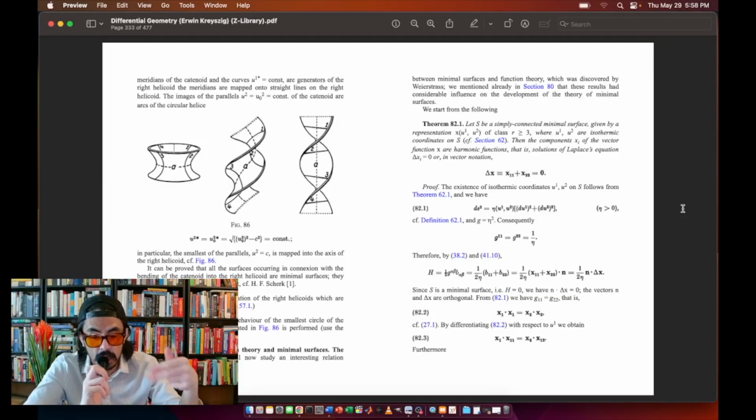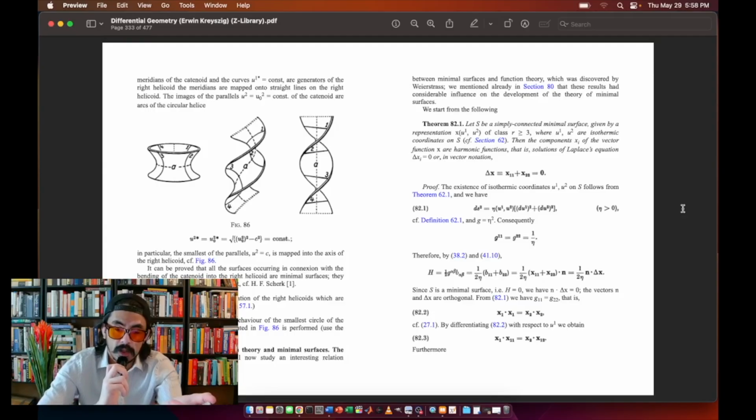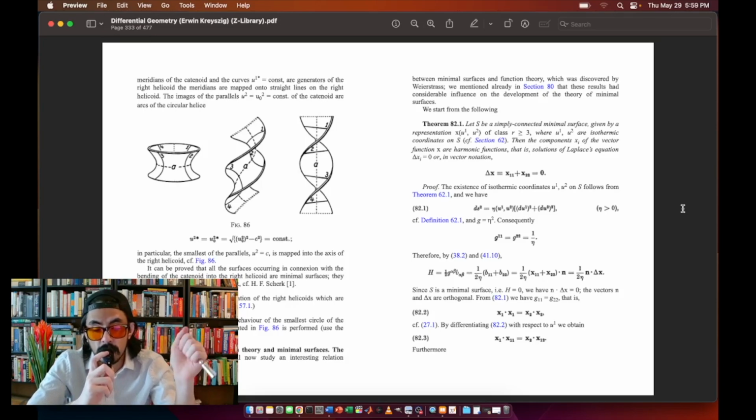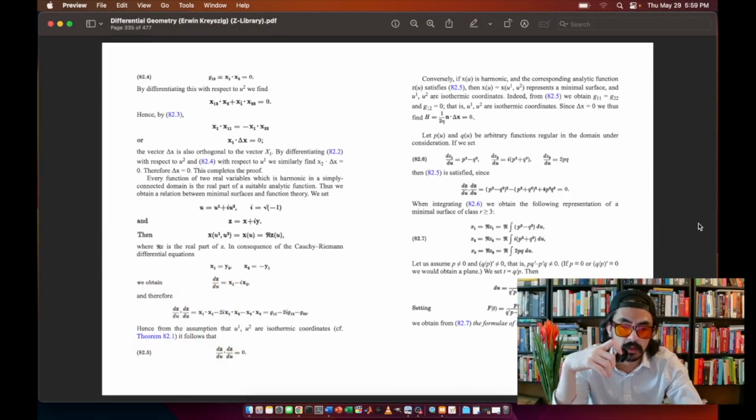So by differentiating the scalar products that are equivalent that I just read with respect to the isothermic coordinate u1, which actually, do we know it's isothermic yet? We obtain that the scalar product of vector x sub 1 with vector x sub 1 1 is equal to the scalar product of x sub 2 with vector x sub 1 2. Furthermore, g sub 1 2 is equivalent to vector x sub 1 scalar product with vector x sub 2, and this is equal to 0.